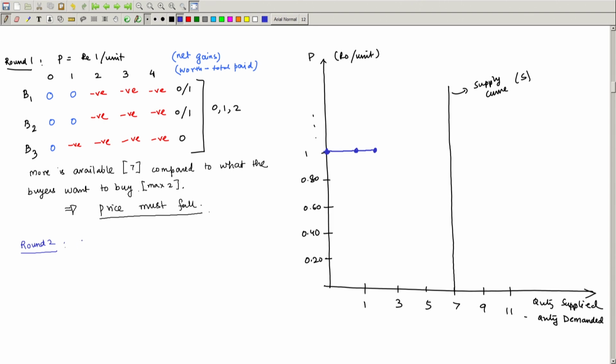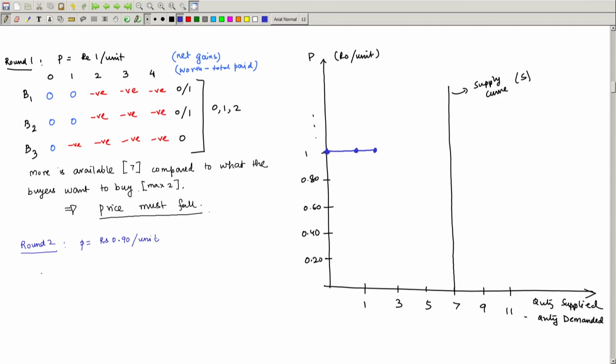So, let us take a price of rupees 0.9 per unit or per pencil. Now, you could also take a price of 0.75, 0.8. So, let us first do it with 0.9 and then we will repeat the exercises a couple of more times.